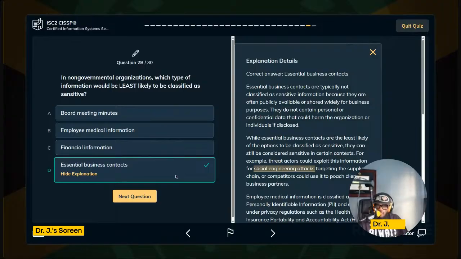Essential business contacts are typically not classified as sensitive information because they are often publicly available or shared widely for business purposes. They do not contain business or confidential data that could harm the organization or individuals if disclosed. As long as there's no information attributed to those names, it's fine, because you can look up all those names. Anyone could look up the name, but as long as you don't have any sensitive information attached to the names, that's where you see that classification level change.